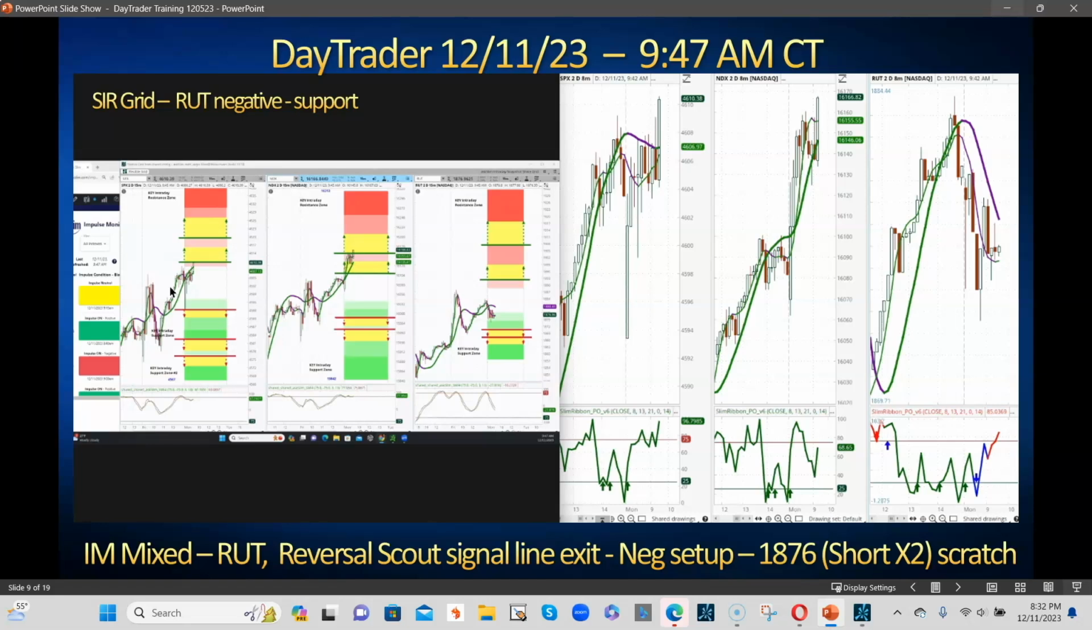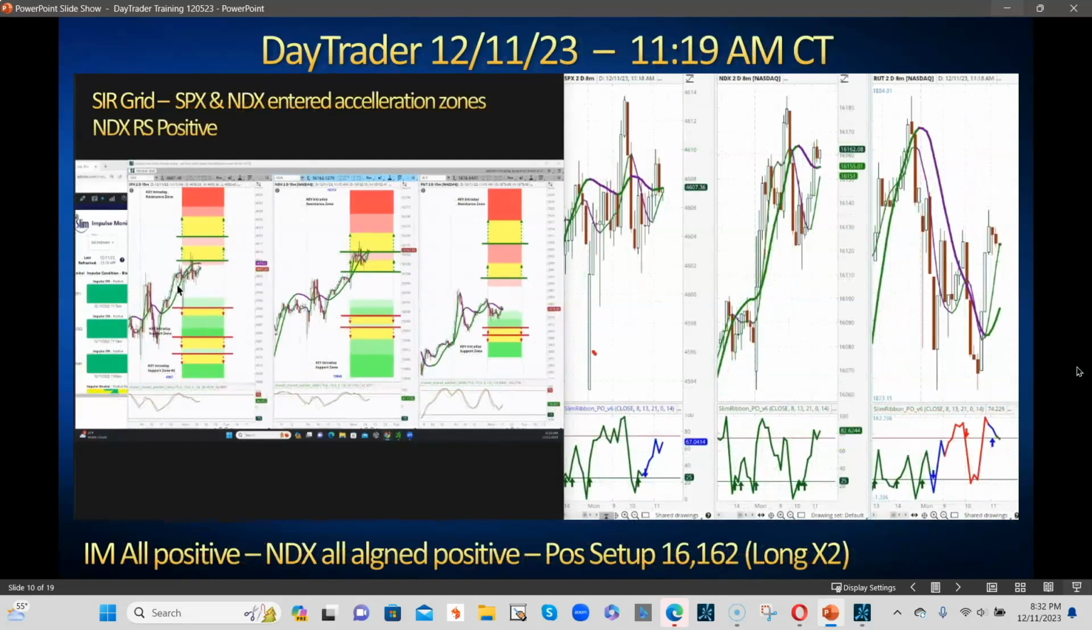It's a scratch. Could be a loser of a point or so, but if it is, it wouldn't be meaningful because we're looking for big trades and everything. That's the goal. Catch the bigger trades, and that's what we're going to look to do. So scratch the trade. It makes sense to me. Let's move on. Here we are at 11:19 a.m.